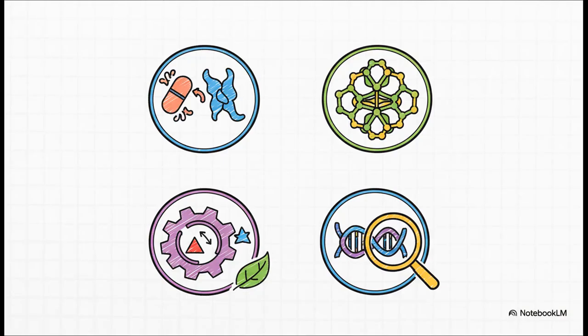So where do we go from here? What does this actually mean for us? Well, the potential is just immense. We're talking about dramatically speeding up the process of discovering new drugs. We could engineer new enzymes to make industries more sustainable. We could design brand new materials inspired by biology. And maybe most importantly, we could finally start to unravel what's really going on inside the most complex diseases.